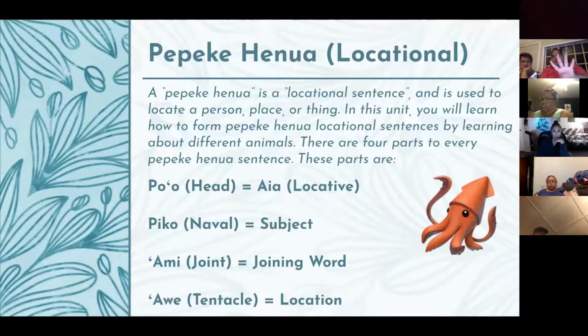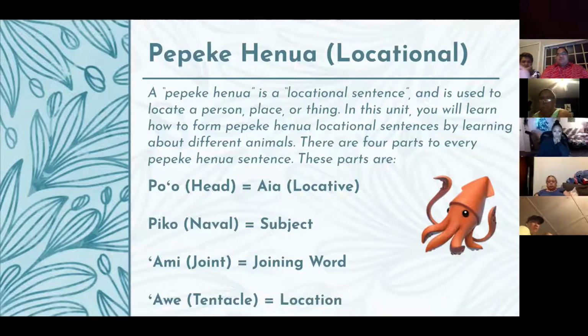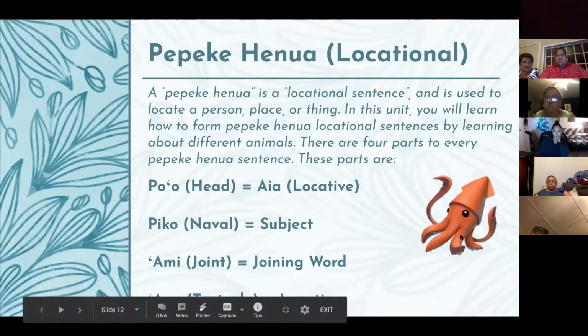Okay, so four different parts to remember. And we have this squid just to remind us that the ave, you can add so many different locations, or different ave, that it can go up to 8, 30, however much you want. So that's why we use this squid as our metaphor for poʻo, piko, ʻami, ave.